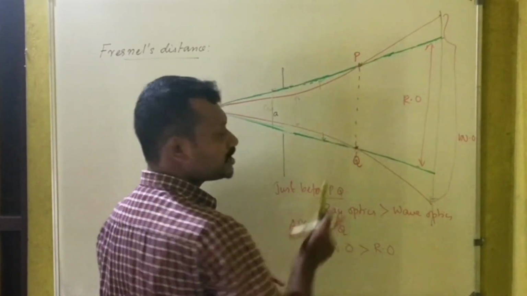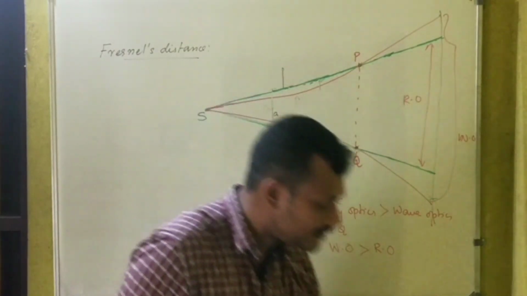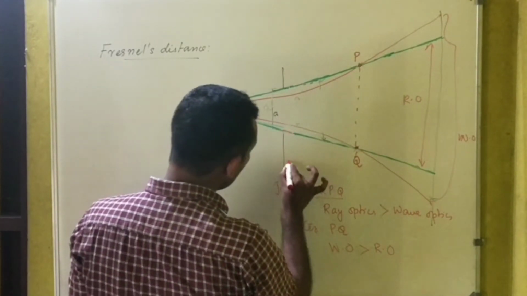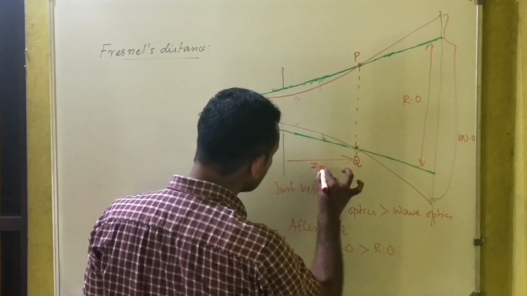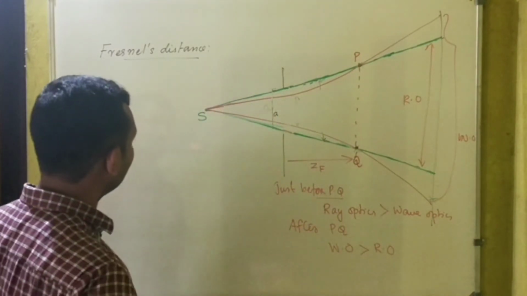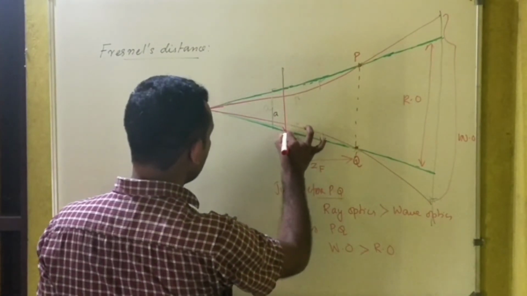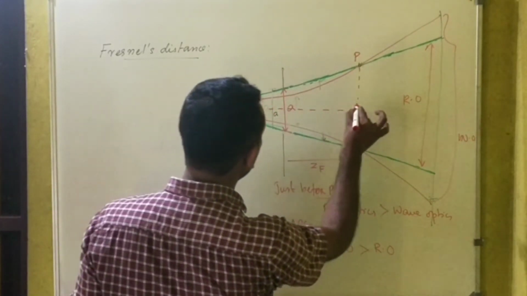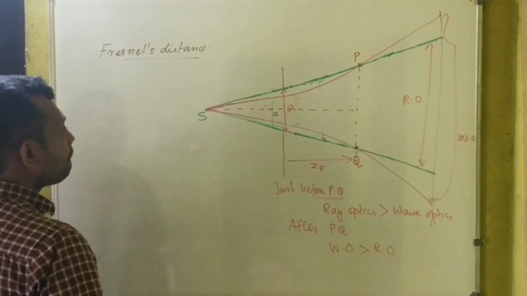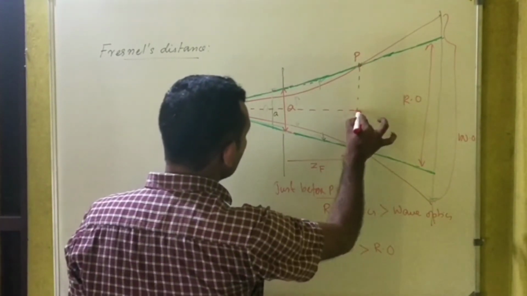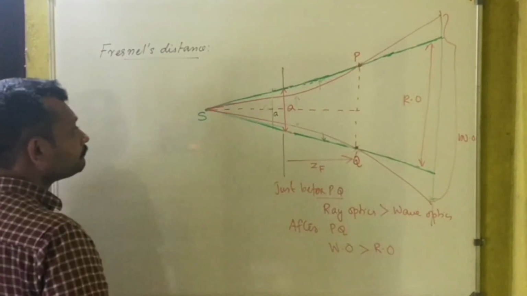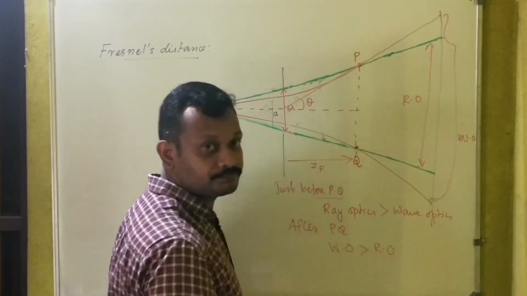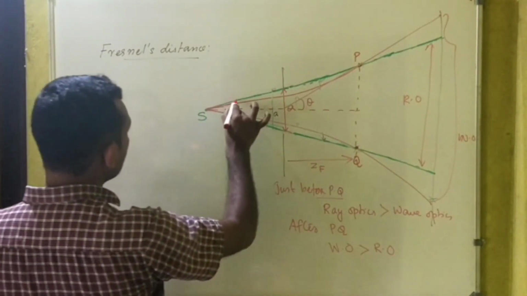That is where the spreading due to ray optics is dominating over the spreading due to wave optics. Now if I move the screen from here, up to this distance, we call that distance ZF, or the Fresnel distance. Now this distance is A. Let me take a line here. This is the width of the central maximum we are considering. I am calling this angle theta, and this angle alpha.